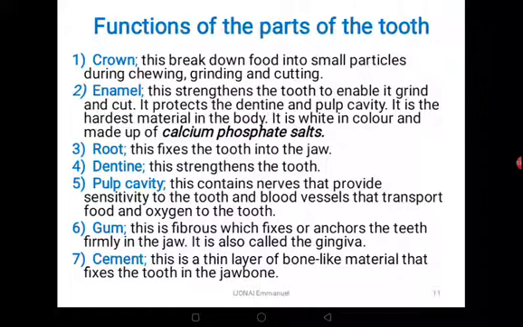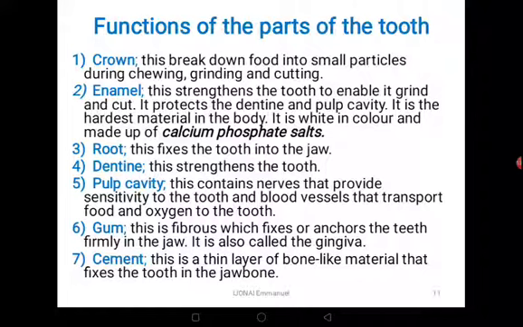And then we have the root. Like in plants, also in teeth, the roots are used to fix the teeth into the jaws, to firmly fix, such that even if we remove the jaw and cut it out and remove all the flesh, you realize that the teeth are still fixed into the jawbone by the roots. Then we have the dentine. This strengthens the teeth. It makes the teeth stronger. They have a fibrous network of material that makes the teeth stronger.